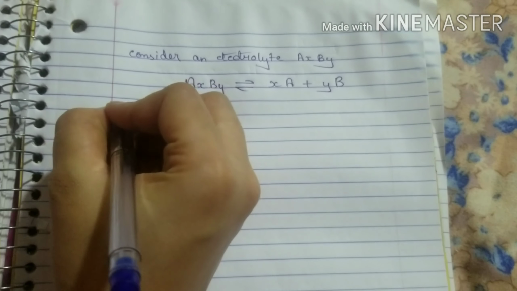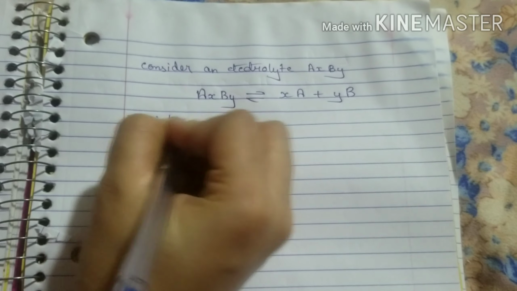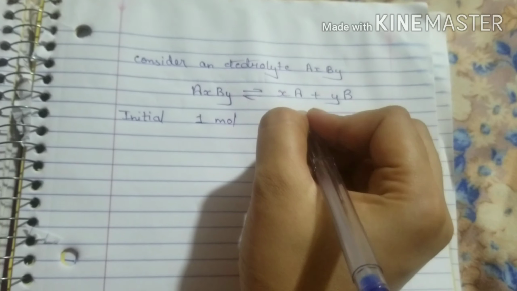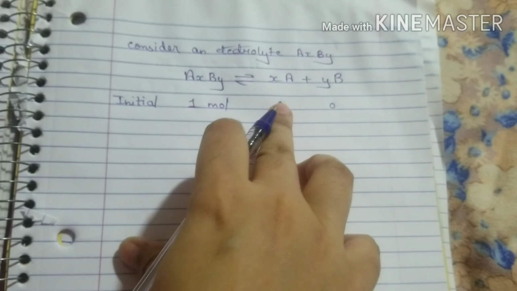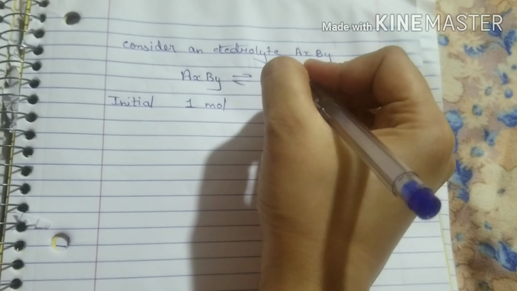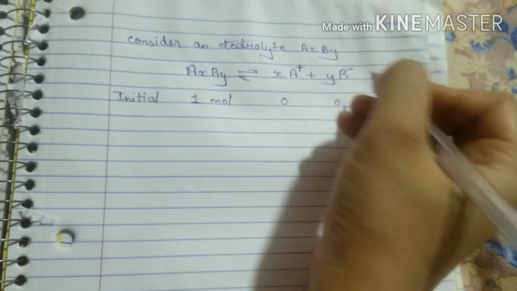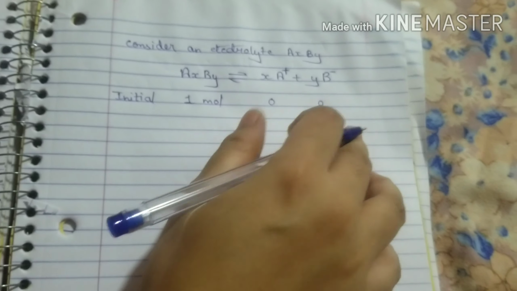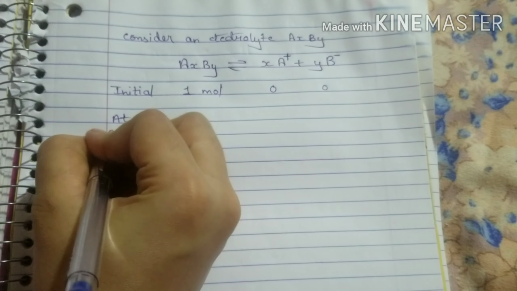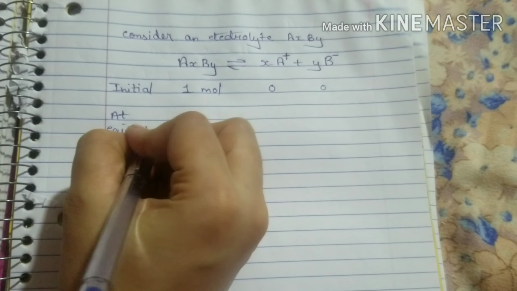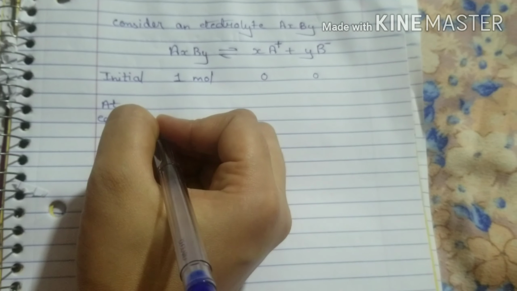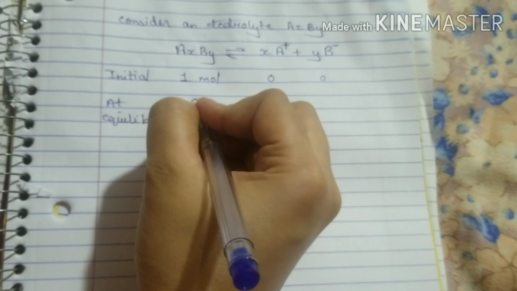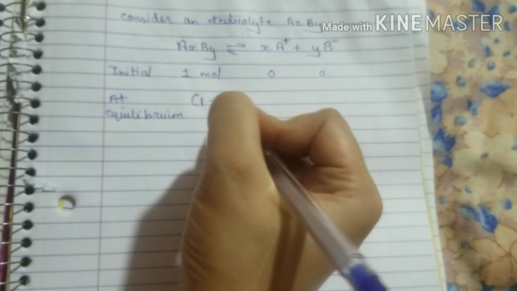Now initially I am taking 1 mole of that electrolyte. Initially it is going to dissociate, and the cations and anions that are formed, A and B, of course A is going to have a positive sign and B a negative sign. Initially they are 0 and 0. But at equilibrium, what is going to happen? At equilibrium, alpha mole is going to dissociate. So if this is 1, this will become 1 minus alpha.